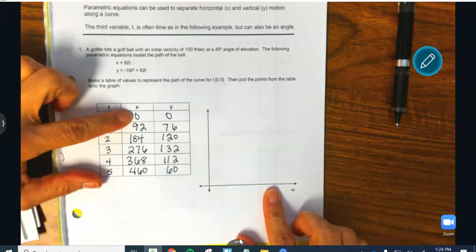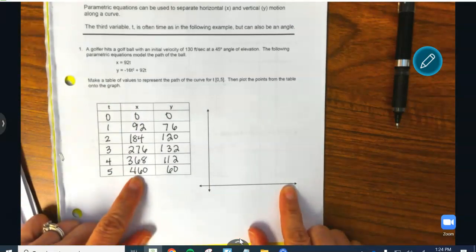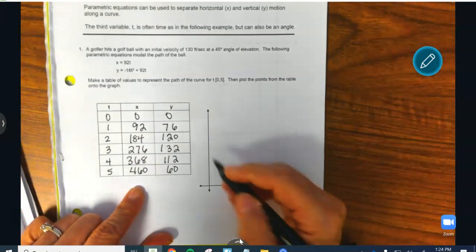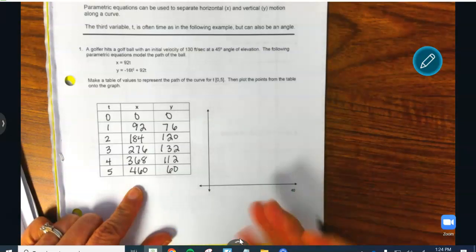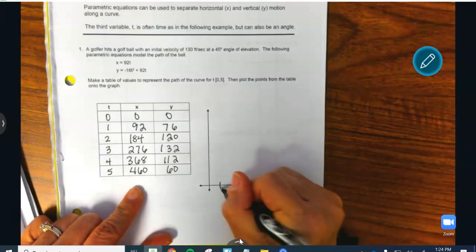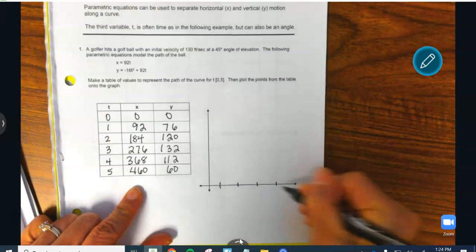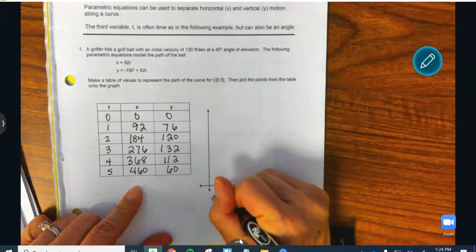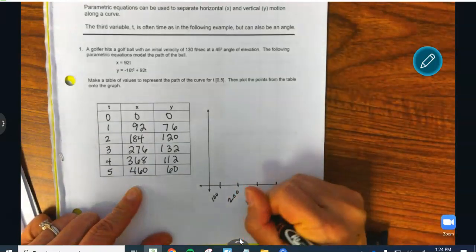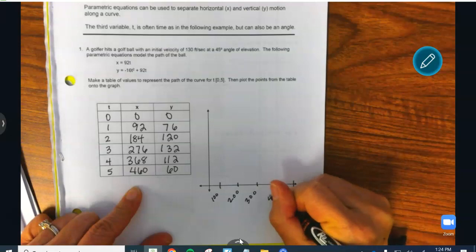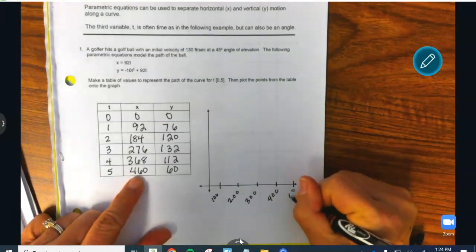Let's see, we've got 0 all the way up to 460 for our x values. Guys, I'm going to draw 5 tick marks and let them be 100 apiece. 1, 2, 3, 4, 5. So these are all by a scale of 100, because my largest one was 460.